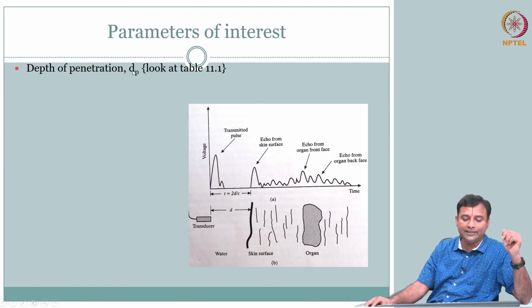So parameters of interest, essentially we are talking about depth of penetration. So I have my transducer, I have my skin surface, so there is this coupling gel or whatever you want to put. So this is my skin surface, there is some organ. So this is your RC of T, like your EC of T in the previous slide we had. So this is the envelope: echo from the skin surface, echo from organ front, echo from organ back face, and of course there are several different interfaces that are there. So you have some weak echoes. So this is your receive signal amplitude.